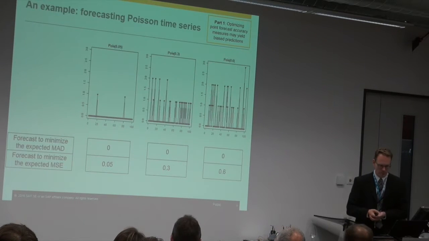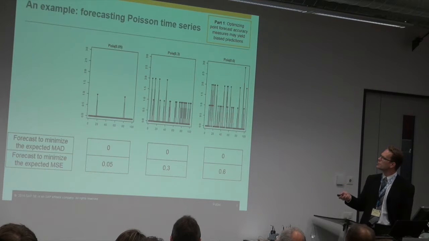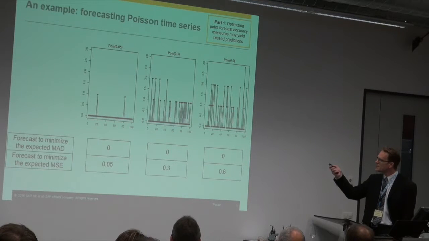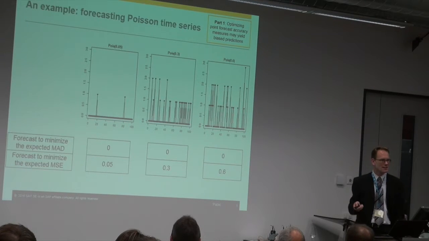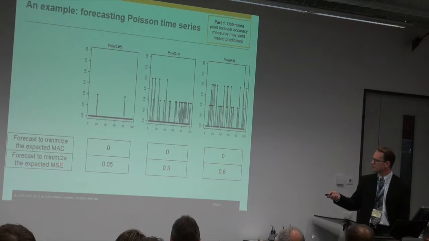And just a little example here. If you have a Poisson time series or a count in the future and you want to forecast something that is distributed like this, here is just a simulated realization of a Poisson 0.5 process, or a Poisson 0.3 process that can look like this, or a Poisson 0.6 process. In each of these cases, if you want to minimize the expected mean absolute error, you forecast a flat zero. If you want to forecast to minimize the expected mean squared error, you forecast the expectation, of course.